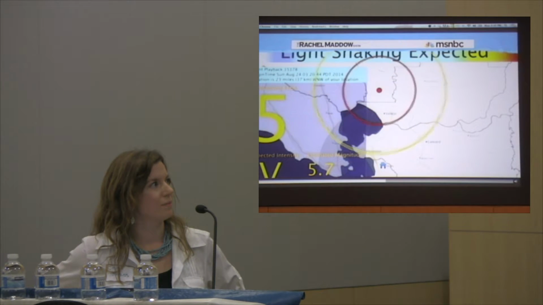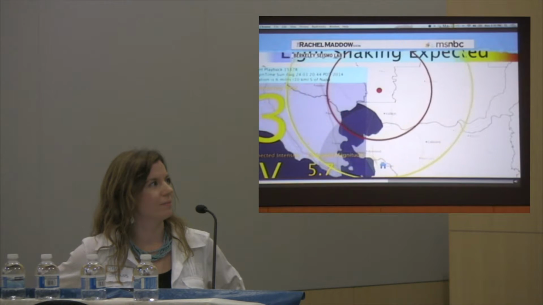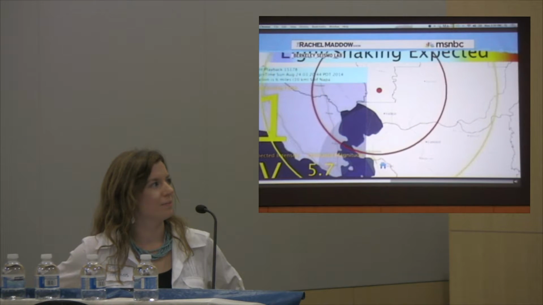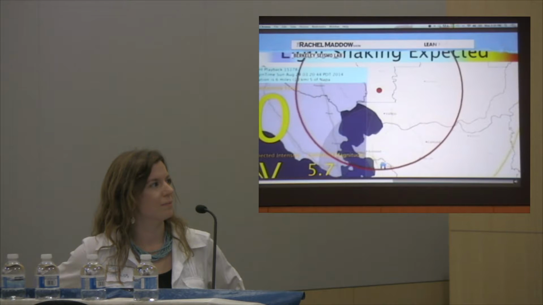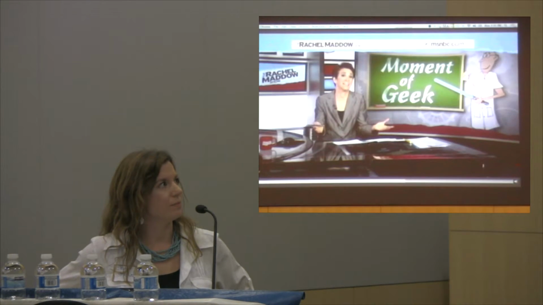Earthquake, light shaking expected in 3 seconds. They got a 10-second warning that they were about to feel the quake. And 10 seconds is not much time, right? But this brace-yourself warning system works thanks to the simple fact that the speed of light is faster than the speed of sound, and earthquakes only move at the speed of sound.